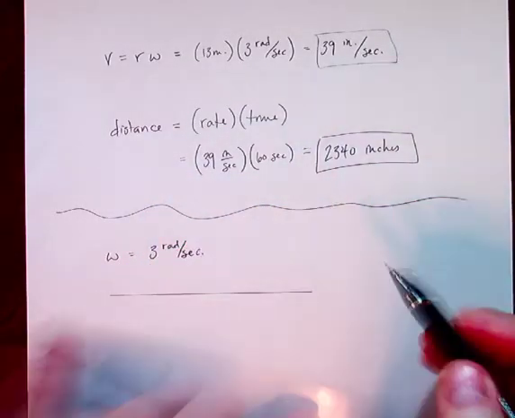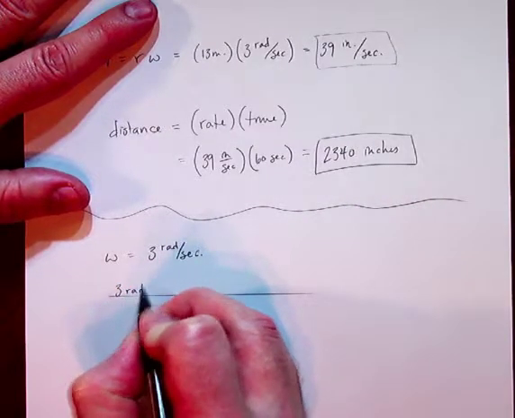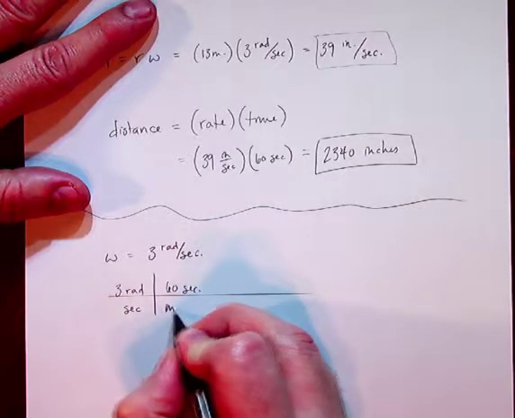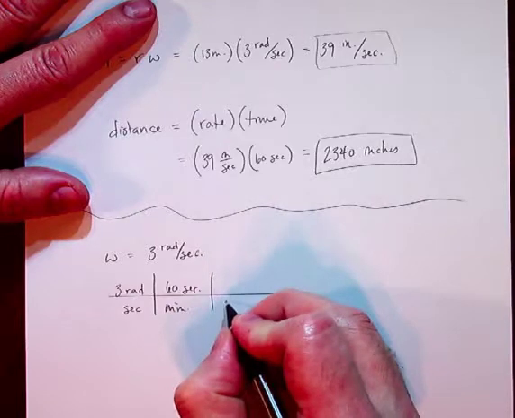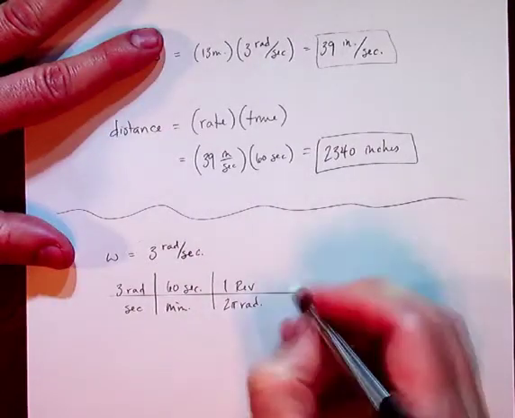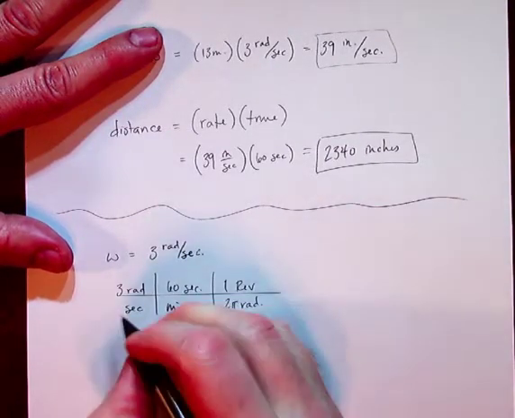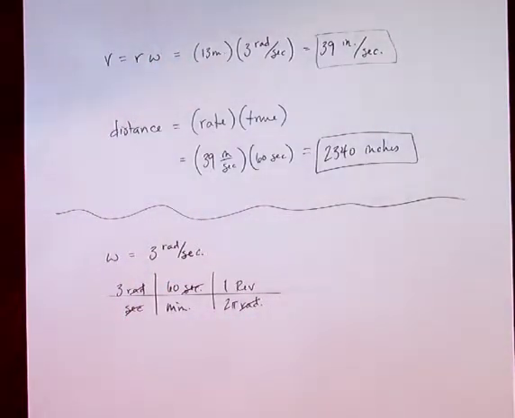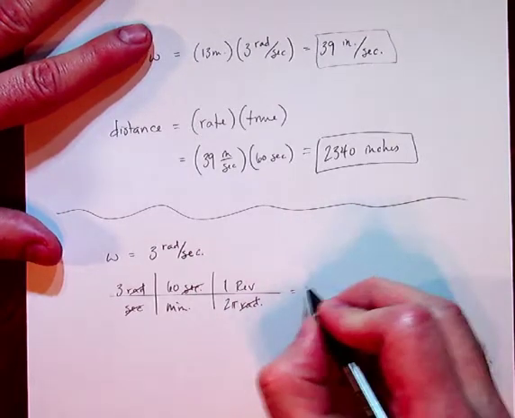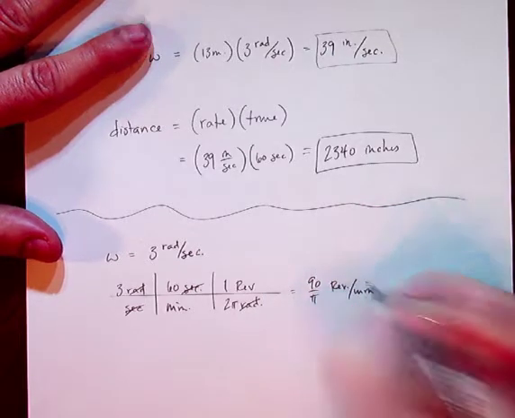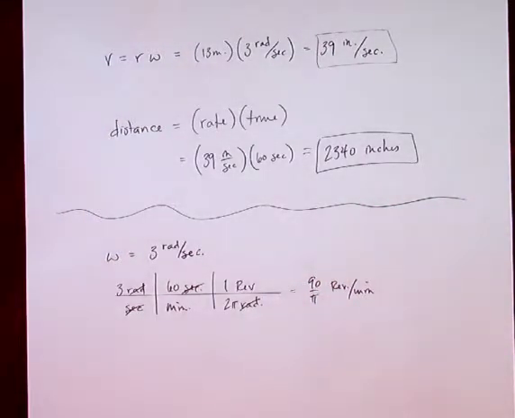You set up one of these little charts and you have 3 radians per second, and you have 60 seconds per minute, and then you have 2 pi radians per 1 revolution, right? And if that's the case, then the seconds cancel out with the seconds, the radians cancel out with the radians, and what you get here is 90 over pi revolutions per minute. Well, that's really not all that bad. I can handle that. Now remember, don't approximate, leave it like that.